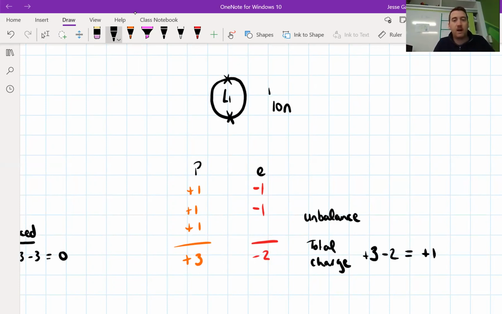And this one here happens to be a positive ion. And there's a special name for positive ions. You can make a note of this. We call positive ions cations. Okay, so cat means positive. Now there is a reason why it's called a cation, which we'll go into in another lesson. Cations are positive ions.